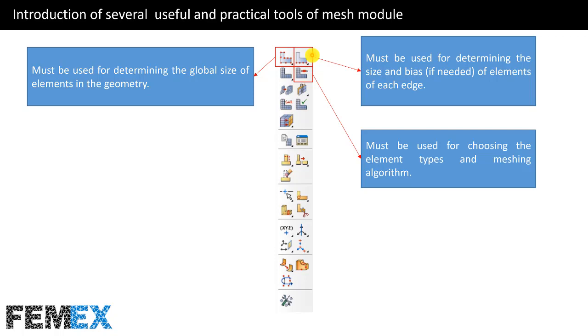We use bias in regions where we want the size of elements to change. For example, on an edge, we want that from the left side of the edge to the right side of the edge, the size of elements decrease or increase. For performing this kind of pattern, we must use bias and make this pattern. This is the mesh controls tool. By using this tool, you can choose the element types and meshing algorithm.